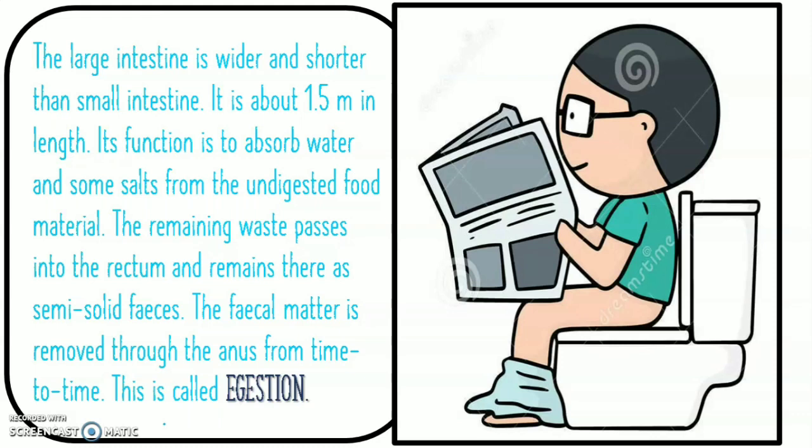So all the components of food, all of them were absorbed, all of them were digested. Now the water was remaining. Now the water is being absorbed in the large intestine. The remaining waste passes into the rectum and remains there as semi-solid feces. The fecal matter is removed through the anus from time to time. This is called egestion. So this process is known as egestion.